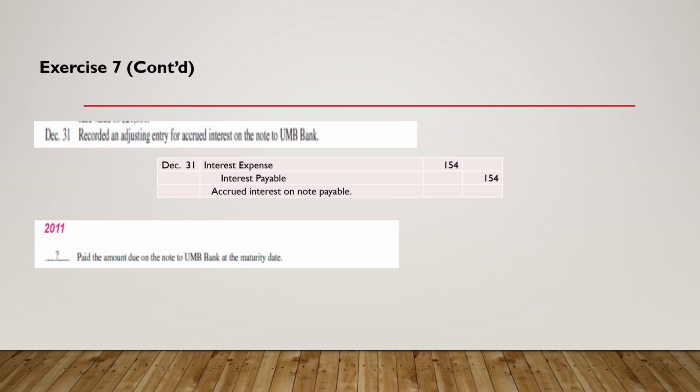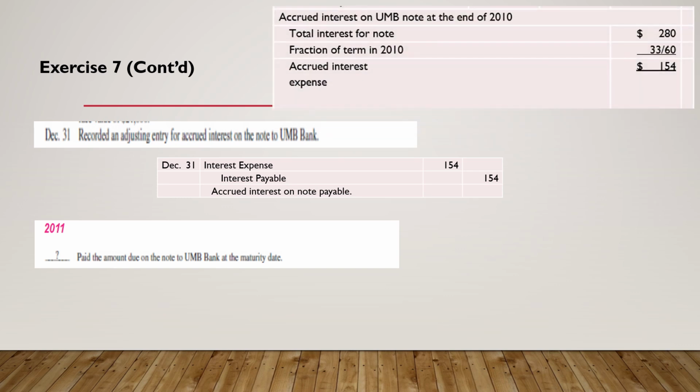Finally, in 2011, the transaction: paid the amount due on the note to UMB Bank at the maturity date. The maturity date for UMB Bank is January 27. I'm just paying the amount of the note with the loan, and so my cash is decreased. My notes payable is decreased with the amount of the note. So debit notes payable is 21,000 and credit cash with the 21,000 along with the amount of interest of the whole period, which is 280. From where did we get this 280?